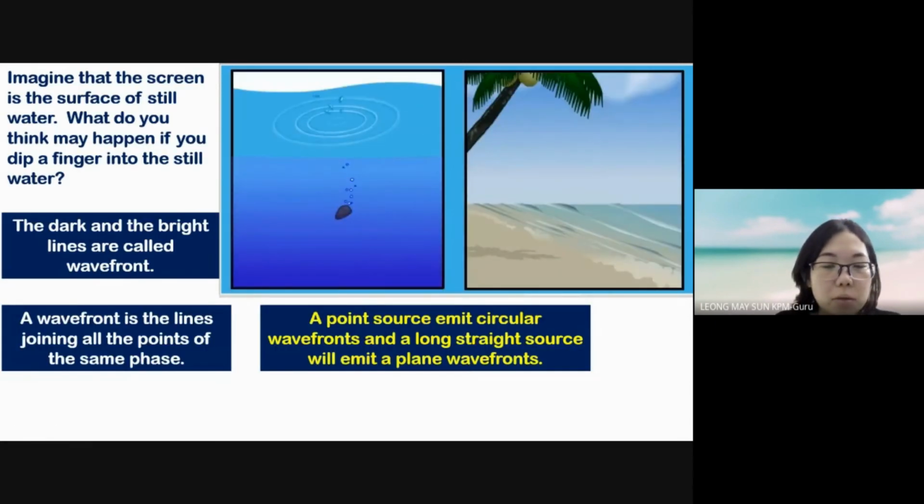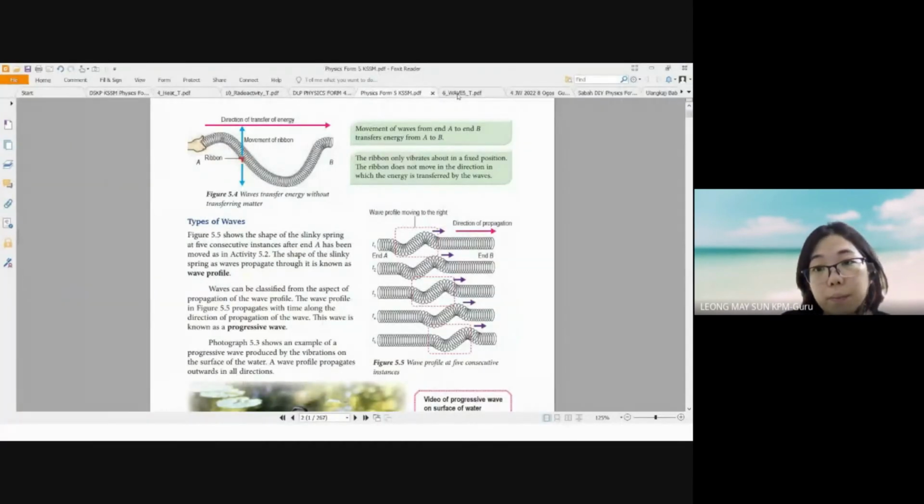Okay, so we want to emphasize the first thing: wave fronts. Wave fronts are the dark and bright lines, which are called wave fronts. It's an imaginary line. So again, this definition is not so good.